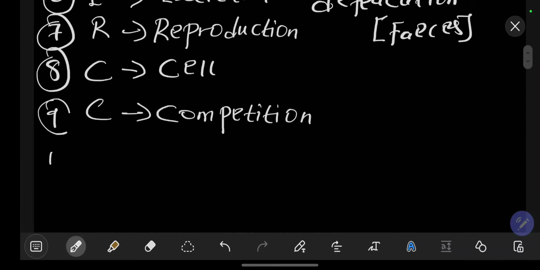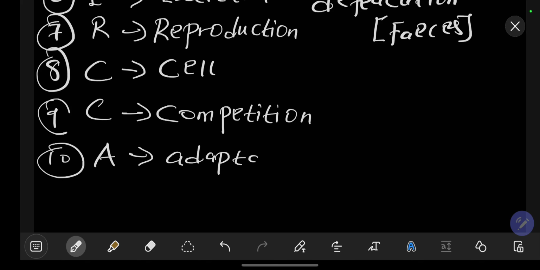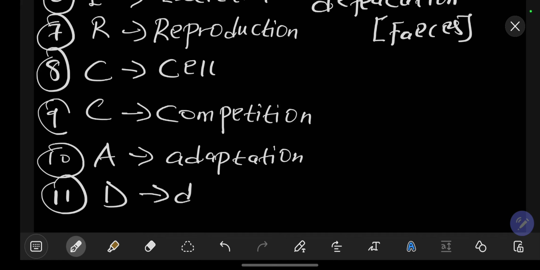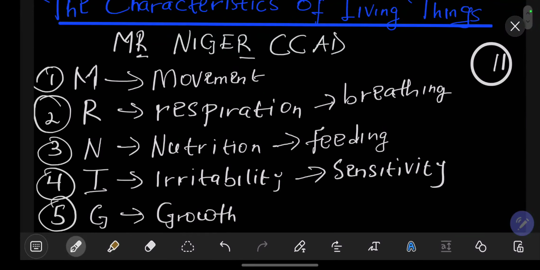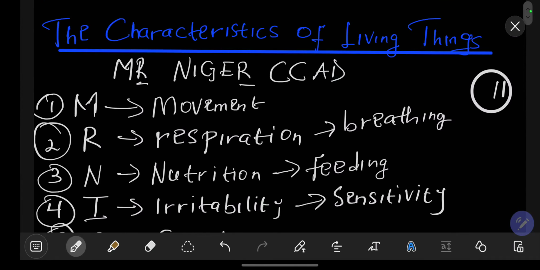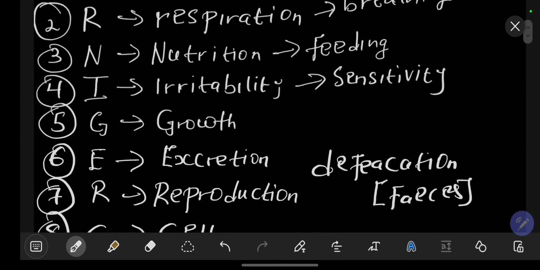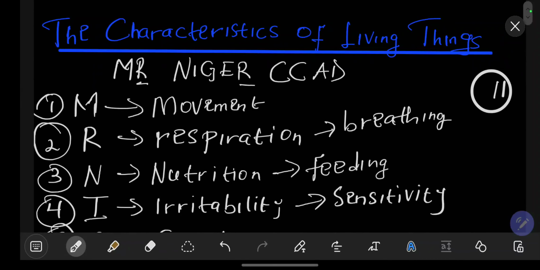Now, number 10, we have A, that stands for adaptation. Alright. And 11, that is D. D stands for death. So there's a time to be born and there's a time to die. So all living things will die someday, both plants and animals. So these are simply the 11 characteristics of living things.